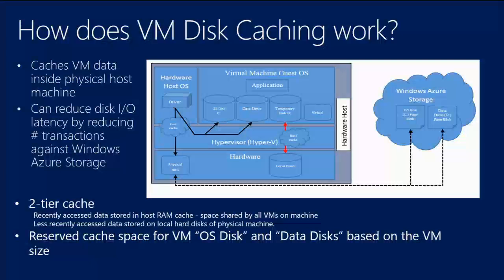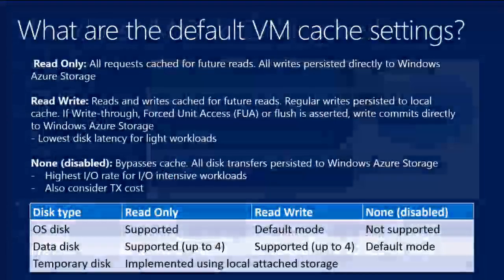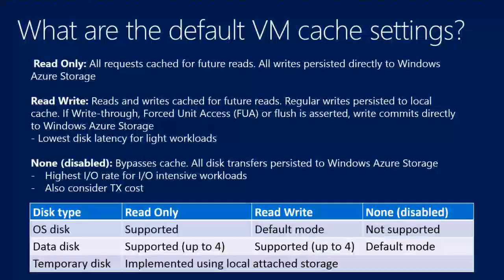So you've got this reserved cache space for the VM OS disk, and then you've got data disks. They also have their cache, and it's based on the VM size, and it is hosted on the host machine. So what does that mean? What can you actually set? What can you change? So the default settings, well, firstly, the types of cache that you can have.